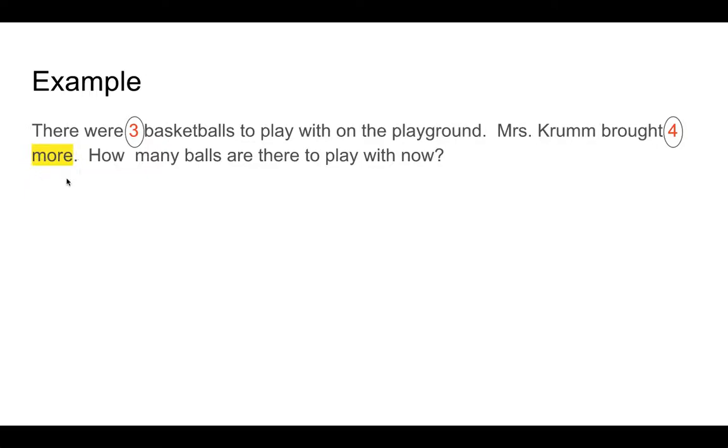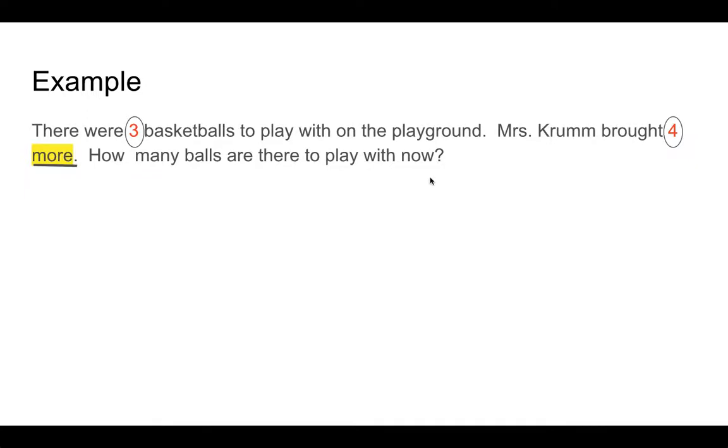I also see that more is in that problem again, so that tells me I'm joining or adding. And I like to underline the keywords just so that it brings my attention to it. So that's what I know I'm working with. I know I'm working with 3 and 4, and that I have more, so I'm adding. First, let's draw a picture.